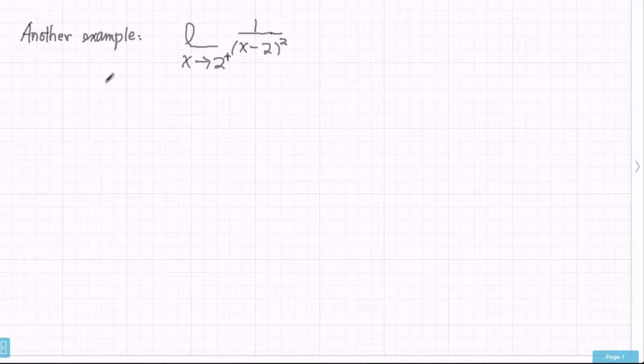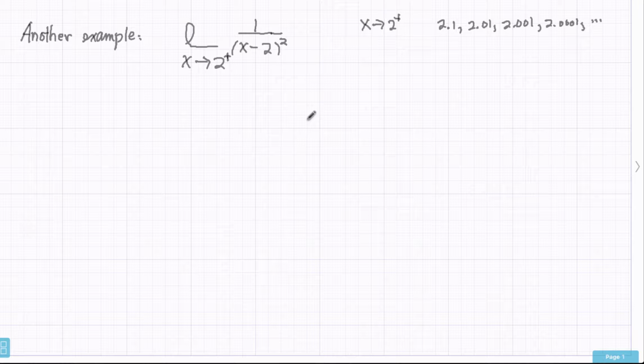Okay, here's another example. We're taking the limit as x approaches 2 from the positive side of this expression. I get tired of writing out the LIM every time. However, it's important to know that a limit process is being done to this expression over here, so I really shouldn't leave off writing this part.